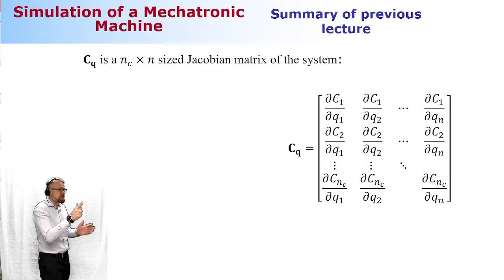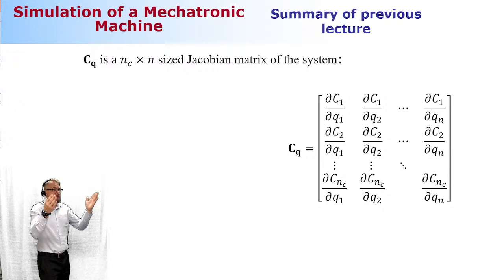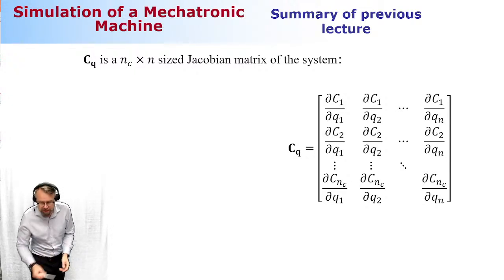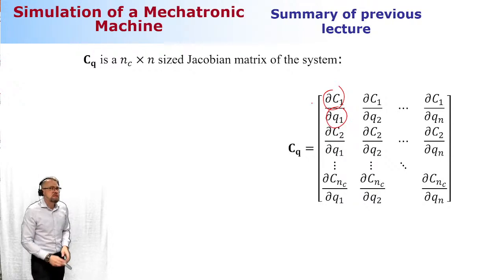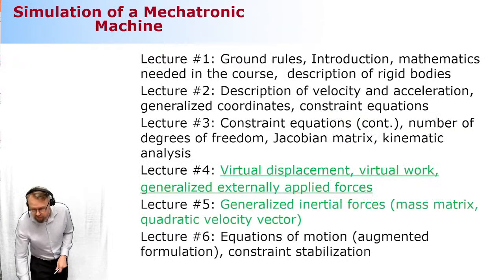So you must have an equal number of unknowns and equations. Equations this time are constraint equations and unknowns are generalized coordinates. And now when you do this differentiation of the equations, which is the C, with respect to unknowns, that must lead to the square size matrix. If not, something is wrong, and you cannot invert it, you cannot solve the kinematics. Very good. Very, very good.